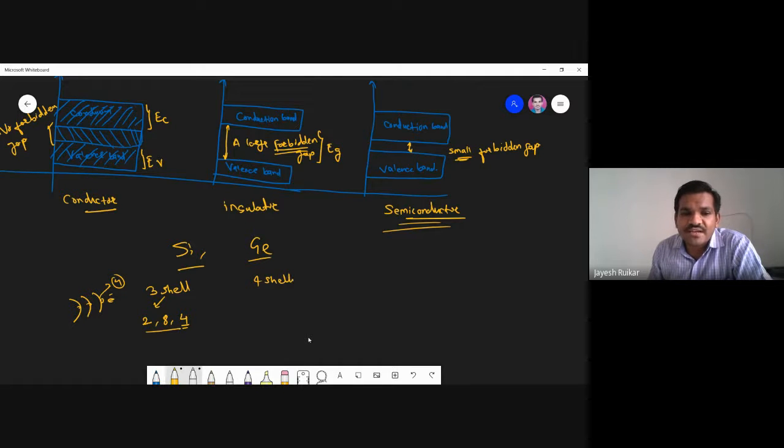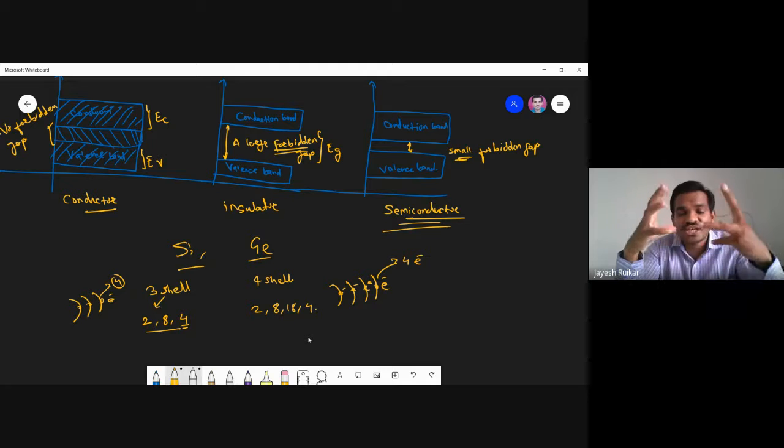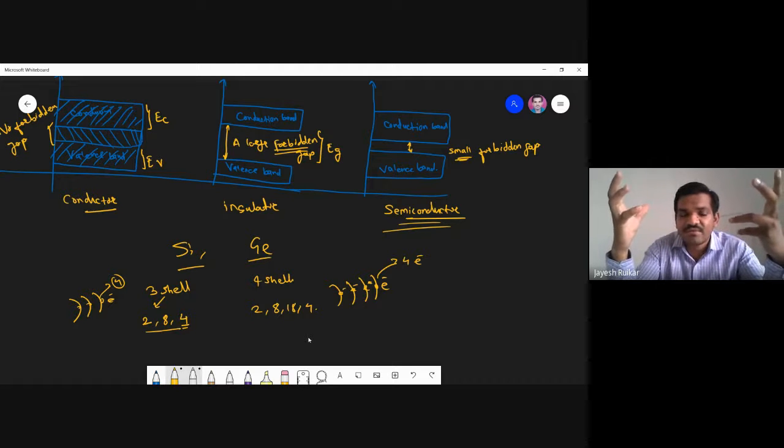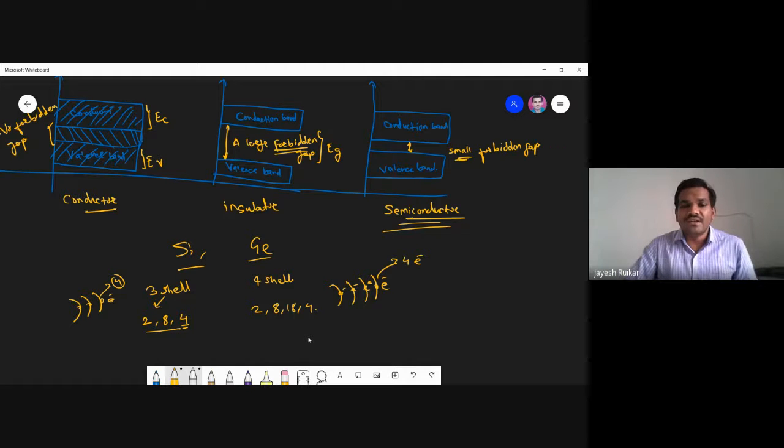Okay, so it's like a pattern: 2, 8, 18, and then 4. These are the electrons, and the outermost 4 electrons are there. Now I talked about energy levels. The outermost shell has the highest energy level. That's what I talked about. What does that mean?